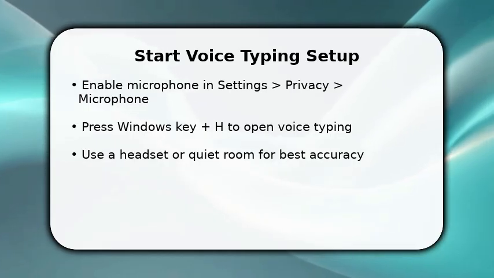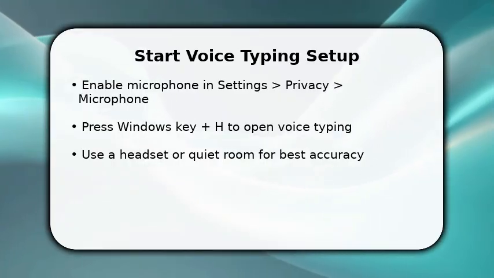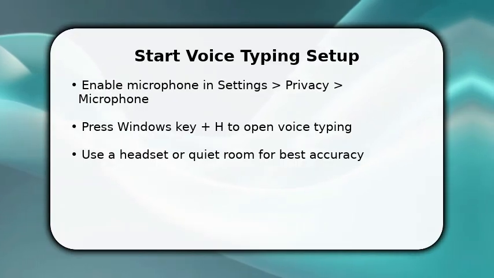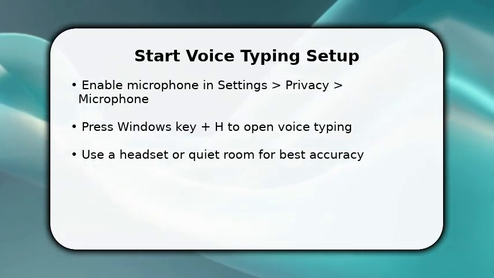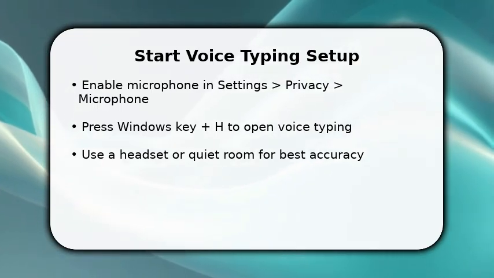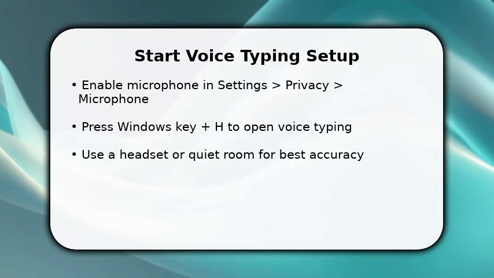You'll begin by enabling the microphone and launching voice typing. This gets you immediately into dictation. Open Settings, go to Privacy, toggle microphone on for apps you'll use. Once done, position a headset or use the built-in mic in a quiet room to reduce background noise.